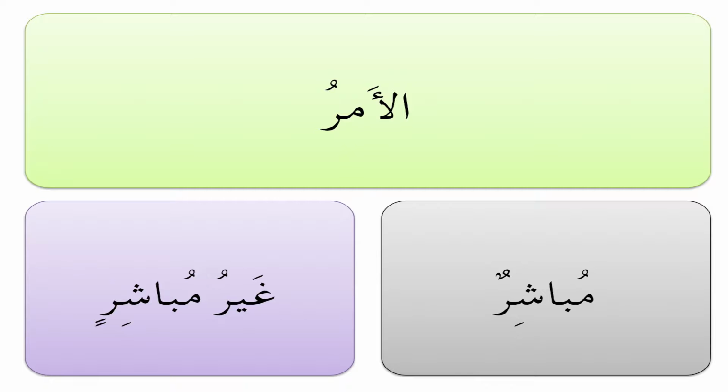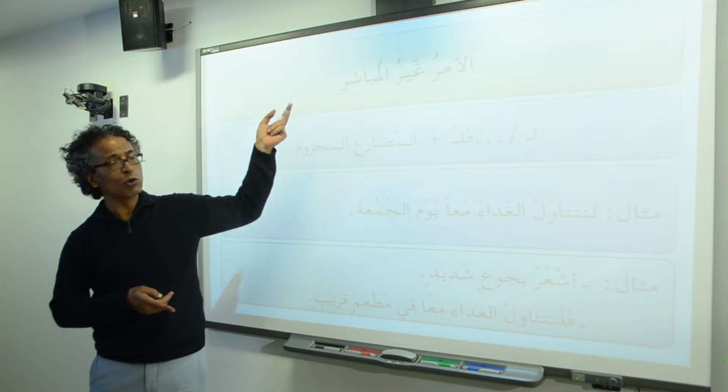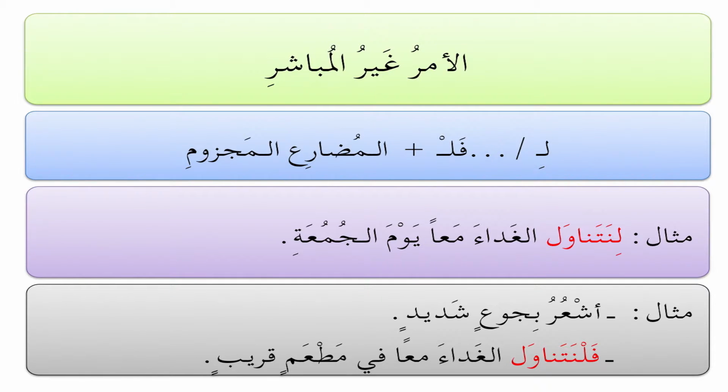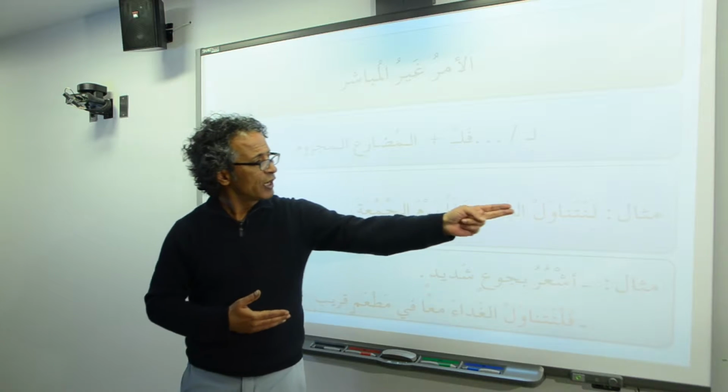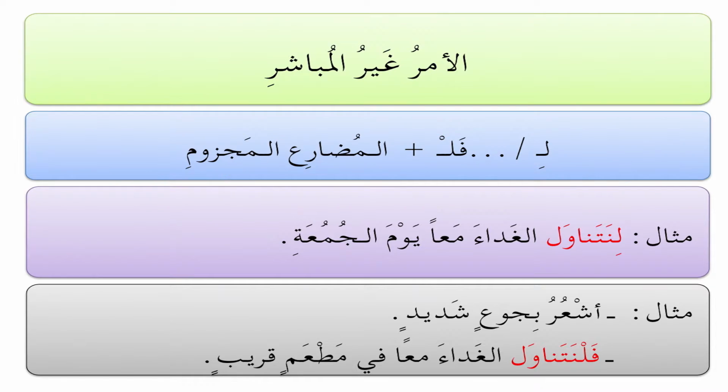الأمر يمكن أن يكون الأمر مباشرا أو غير مباشر. يعني direct or indirect command. الأمر غير المباشر. The indirect command in Arabic is obtained by the use of li or فل مع المضارع المجزوم. So basically that's all you need to do. So let's take an example with li.